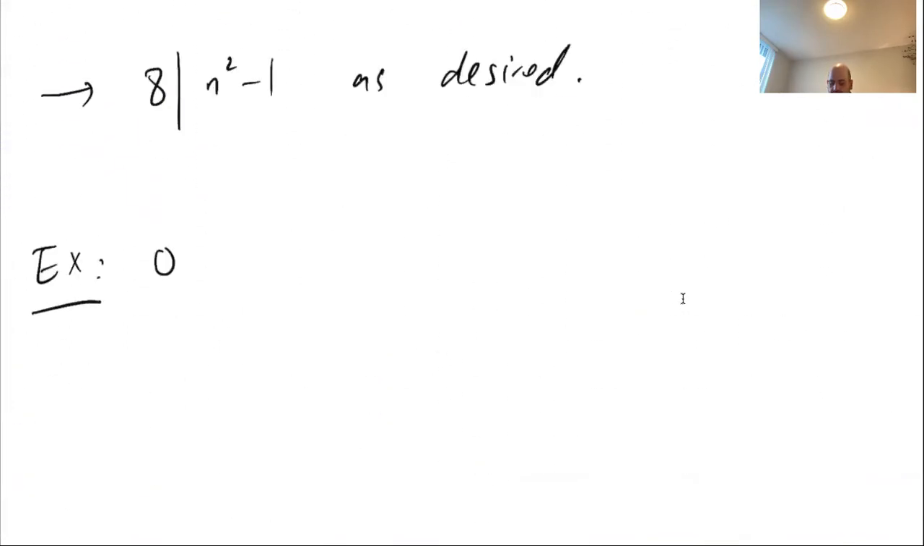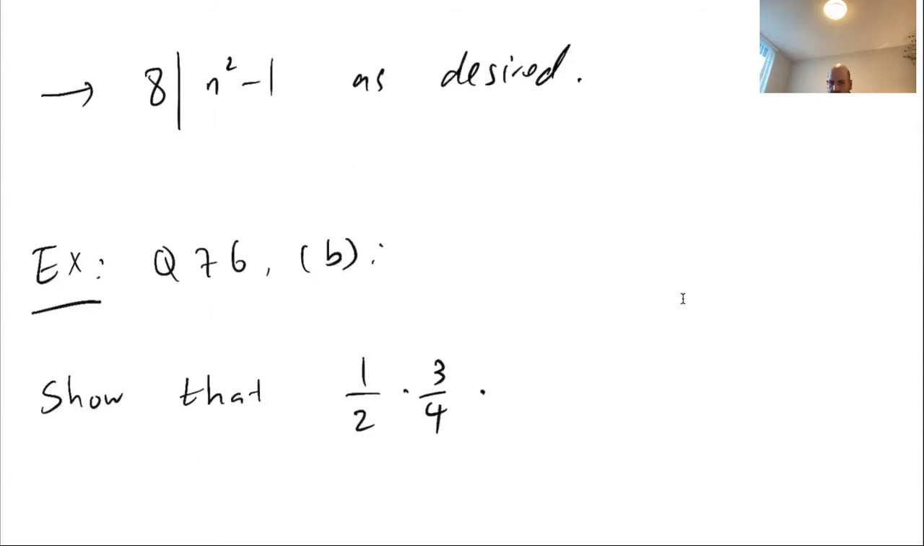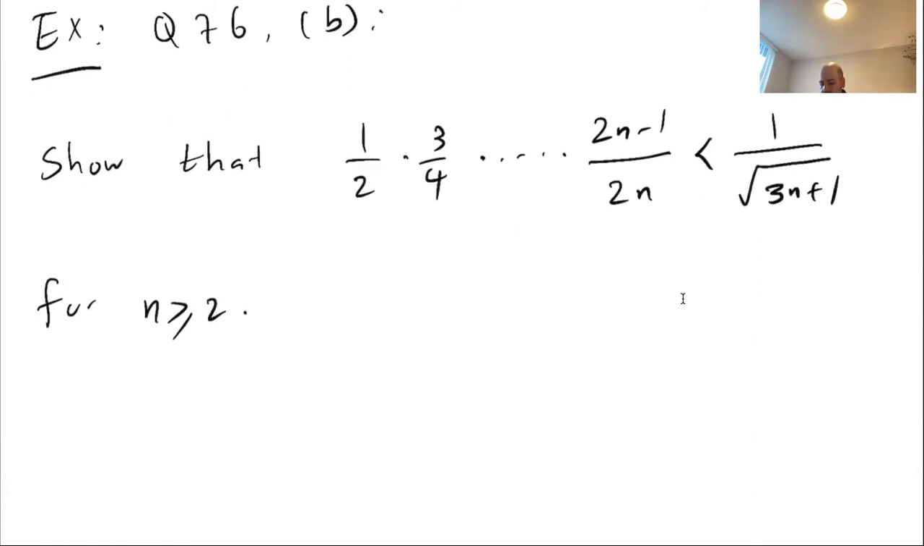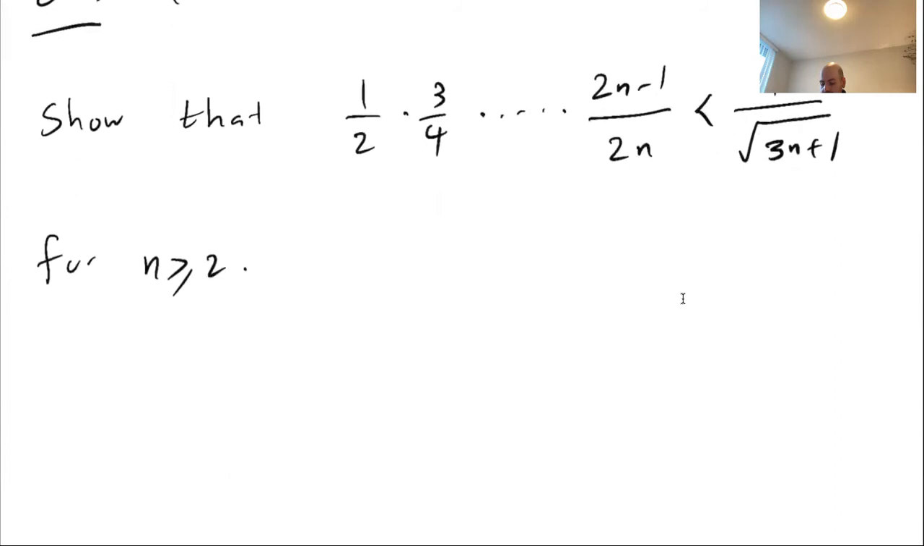This one is question 76, part B. Show that 1 times 2 times 3 times 4 times ... times 2n minus 1 over 2n is less than 1 over root 3n plus 1 for n bigger than or equal to 2. So let's see how we can prove this using induction.